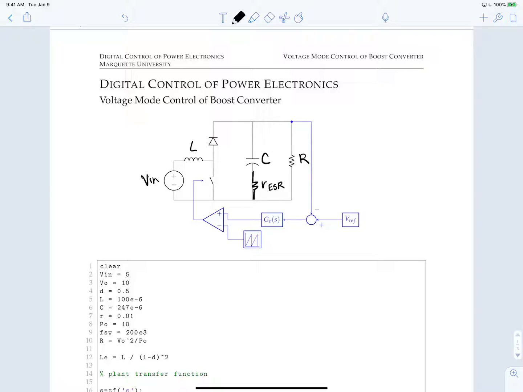In this section, we're going to talk about the voltage mode control of a boost converter. In black here, you can see that we have the topology of a traditional boost converter, and in blue, wrapped around it, we have the traditional structure of a voltage mode controller.